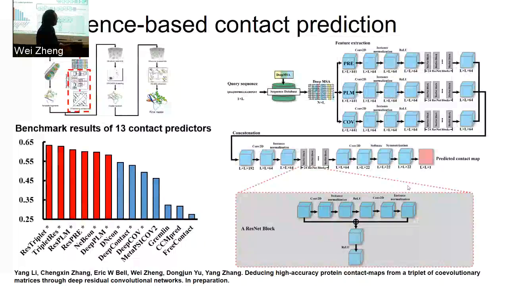So the y-axis is precision. And why did we introduce some lower accuracy or precision methods to the CI-TASSER pipeline? We found that for some special targets, Gremlin or CCMpred can still generate a correct contact map. So that's why we use the meta method, similar to the threading pipeline.